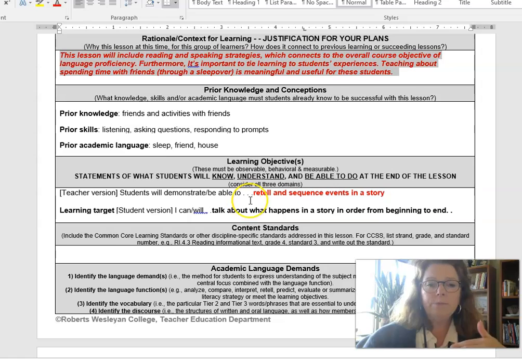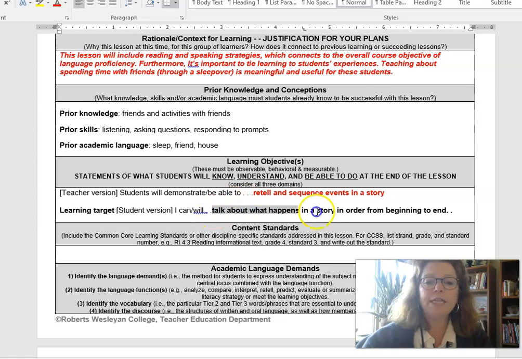We need for the learning objective that we have this teacher version, and the student version has to be understandable to students. So here we have the teacher version, which is retell and sequence events in a story. Student, talk about what happens in a story in order from beginning to end. We want to make sure it's the same, but students can understand that version. Content standards, these are easy. Pull them up. Next gen standards, they're posted on Moodle.